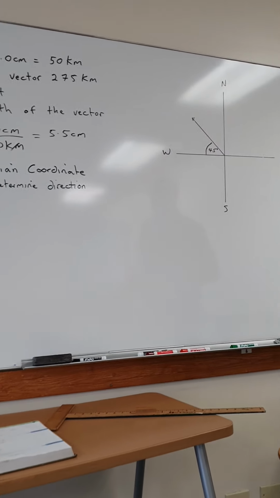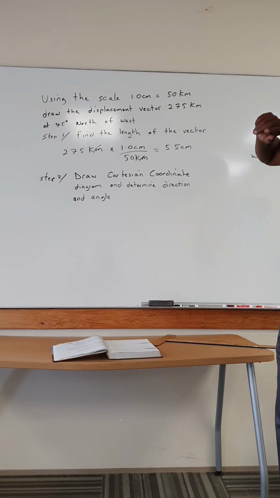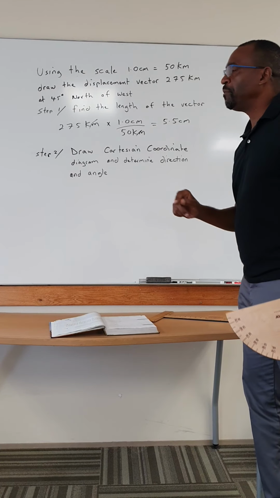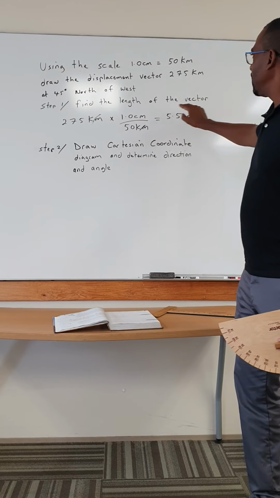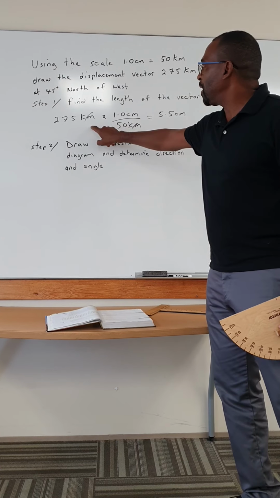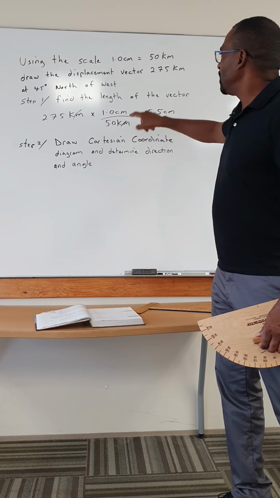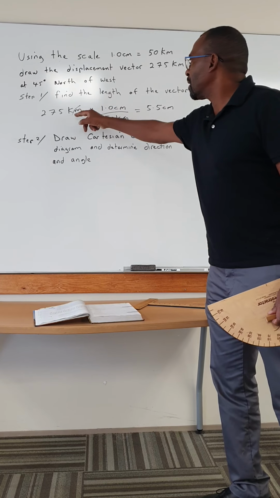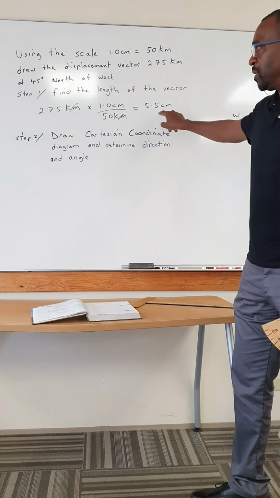Now let's do an example. Using the scale, 1 centimeter is equal to 50 kilometers, draw the displacement vector 275 kilometers at 45 degrees north of west. So your first step, find the length of the vector. So 275 kilometers multiplied by the relationship. This is your relationship. So it's basically 275 over 50 kilometers. Kilometers cancel. Your units left are centimeters, 5.5 centimeters.